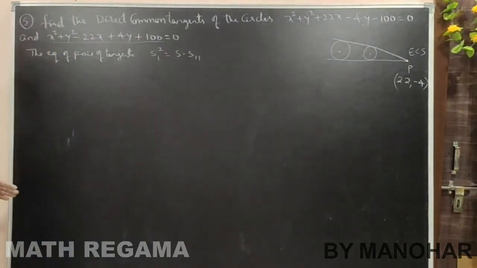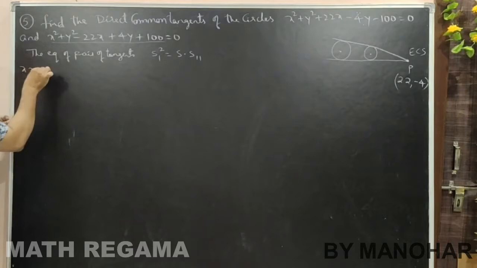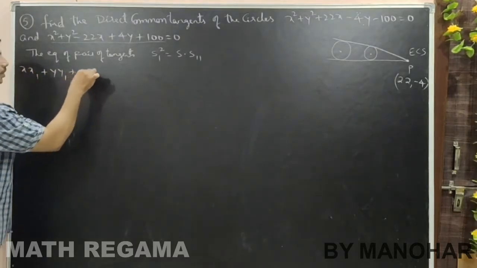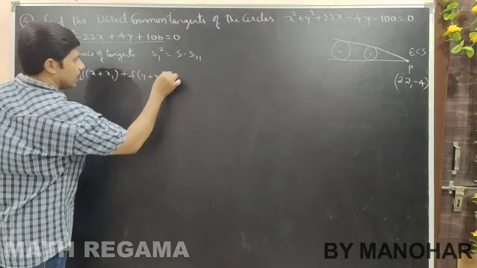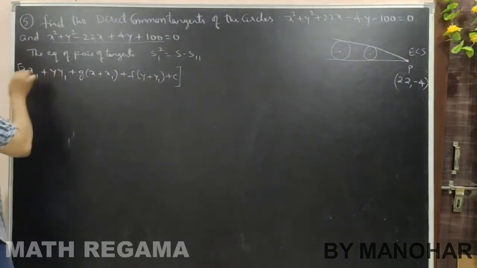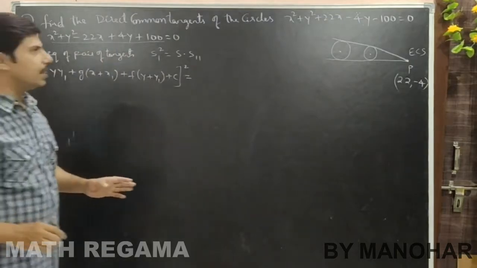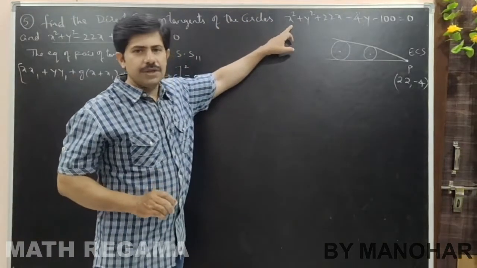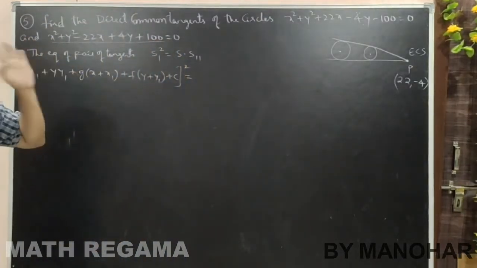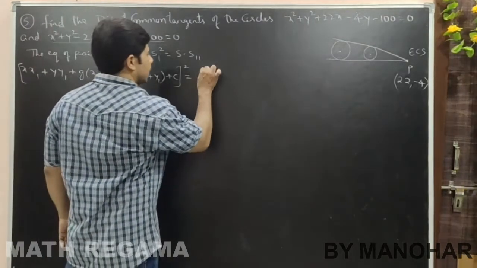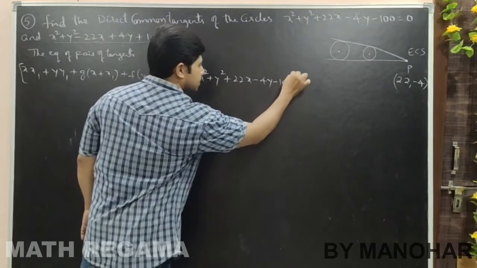So what is S1? S1 is nothing but a notation. So I will write down the notation. What is S1? It is x1 plus y1 plus g into x plus x1 plus f into y plus y1 plus c. S is the equation of circle. You can take either from the given equations, the first equation of circle or second. Anyone you can take it as S. I am taking the first equation. So what is S? It is x square plus y square plus 22x minus 4y minus 100.